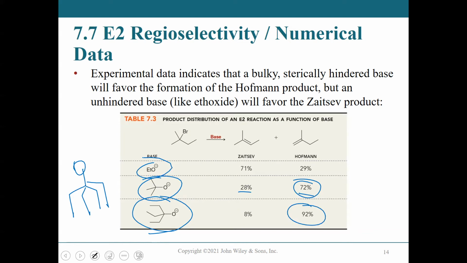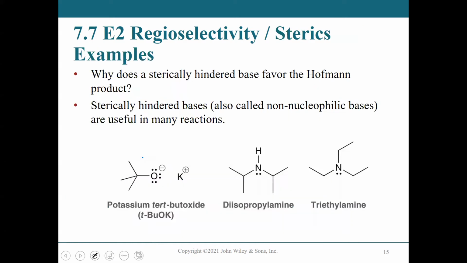But technically, it should be any small base or any bulky base. And then we can use tert-butoxide as a cutoff. Tert-butoxide would be the base that is big enough to give you major Hofmann. Anything bigger than tert-butoxide should also give you Hofmann elimination, right? Hopefully that idea is clear.